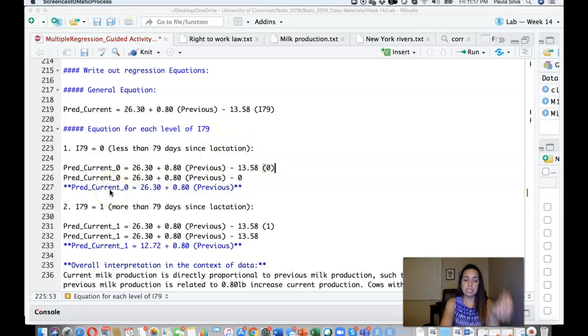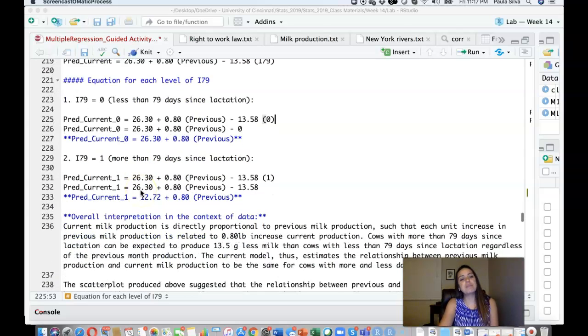And to predict the current milk production, if I have cows that have less than 79 days of lactation, this is the equation I want. And I'll be 62% certain of what I am saying, right? There's going to be some potential error in my prediction, but the model is explaining 62% of the variance. That's not too bad.